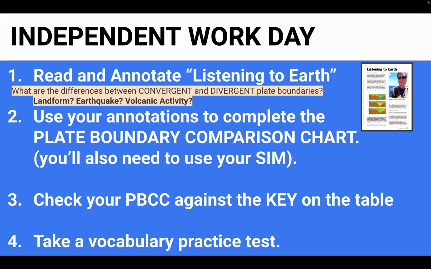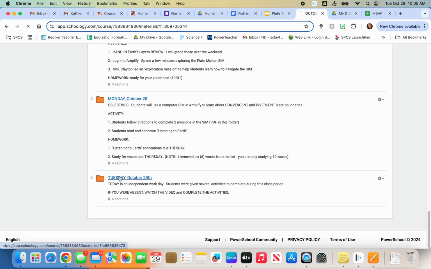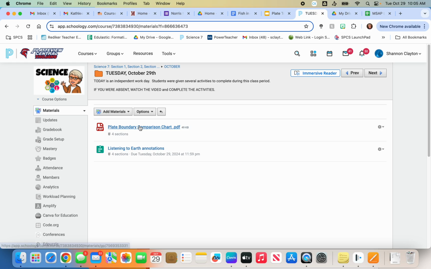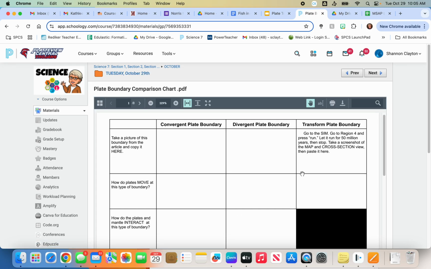Number 2, please go to today's folder in Schoology. You're going to see a plate boundary comparison chart. I'm going to take you there really fast just so you can see what I'm talking about. In today's folder, you've got this plate boundary comparison chart. Copy this into GoodNotes and then follow the instructions so that you know what you're supposed to do in each one of these boxes.